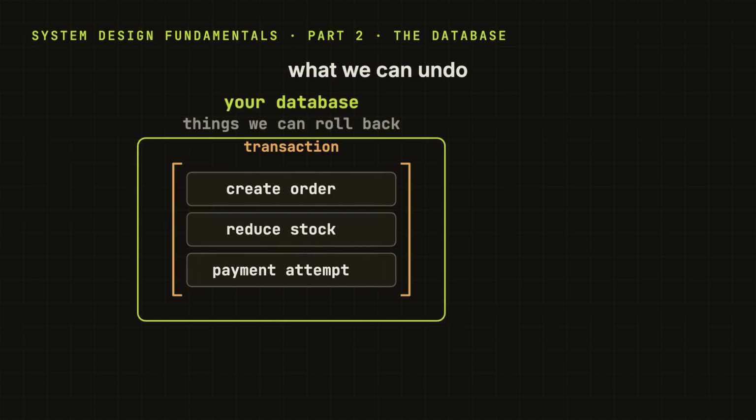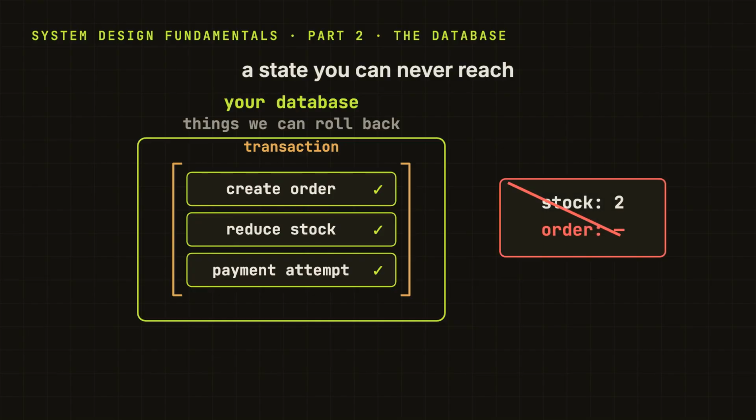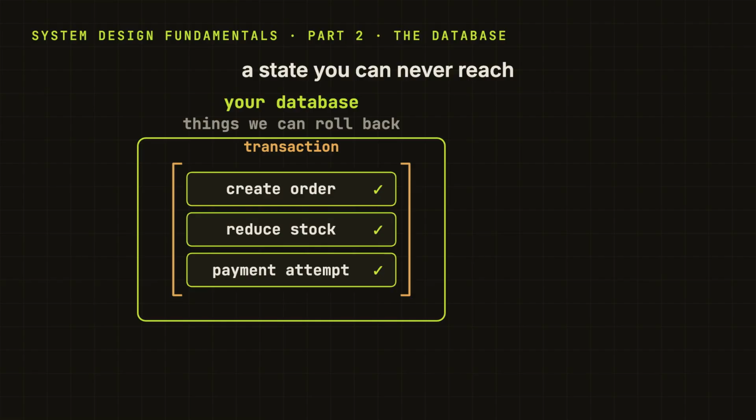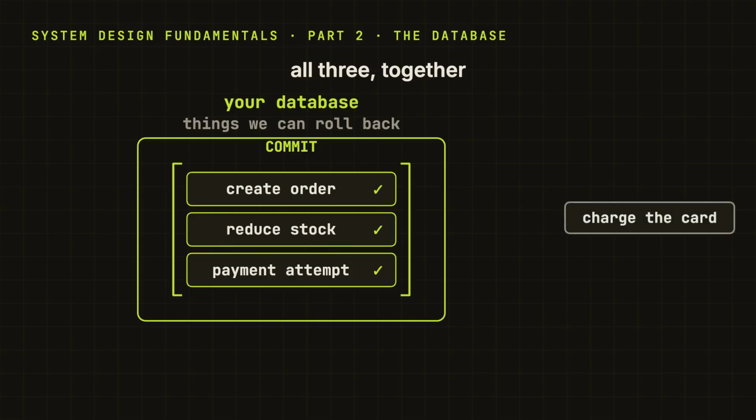Let's make it concrete. When you check out, three things must happen together inside your own database. Create the order row, reduce the stock by one, and write a payment attempt record. A transaction guarantees you can never end up with, say, the stock reduced but the order didn't get created. Either all three commit together or the whole thing rolls back as if nothing happened.